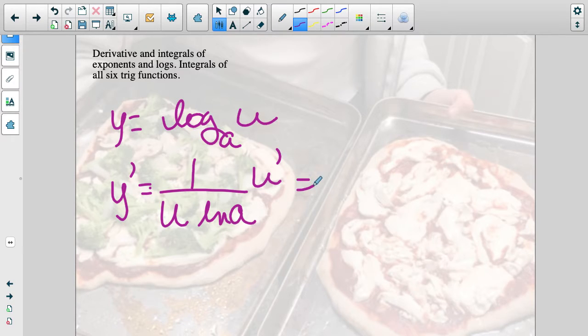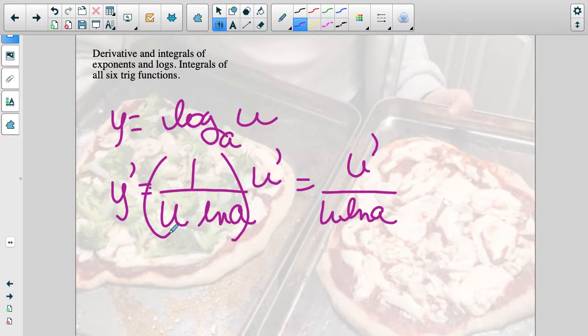Some books write it like this. I don't write it for you like that because I want you to always be thinking of the chain rule. Do you see how I take the derivative of the expression and then I go back and take the derivative of u? That's how you take derivatives of logarithms.